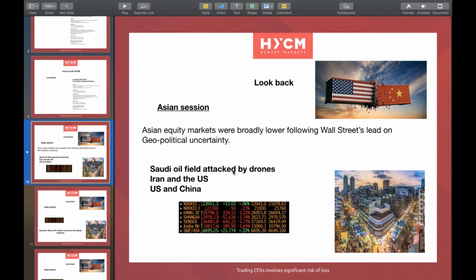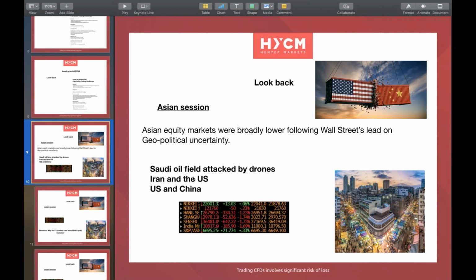uncertainty. We know of the big events that happened over the weekend: the Saudi oil fields were attacked by drones. We've had a souring of the relationship between Iran and the US, with President Trump yesterday sort of agreeing that Iran was behind the oil field attacks on Saudi Arabia. And we have the US and China, those constant trade wars going on in the background. Risk sentiment has improved recently, but it's worth being aware of that in the background.